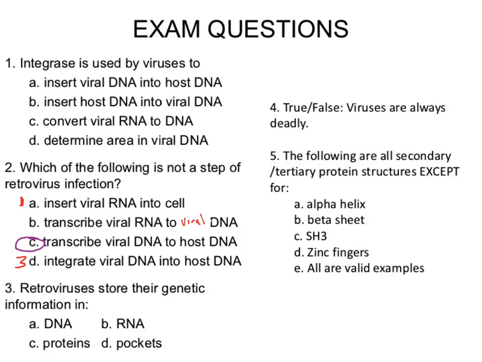Question 3, retroviruses store their genetic information in B, in our RNA. Okay, that's the retro part. The retro is saying the information is stored in something other than DNA. Because you can have a virus that has that information stored in DNA. Retrovirus is stored in RNA. True, false. Viruses are always deadly. False. They don't necessarily have to do anything damaging. The following are all secondary or tertiary protein structures, except for. They're all valid. All of those are secondary or tertiary protein structures.